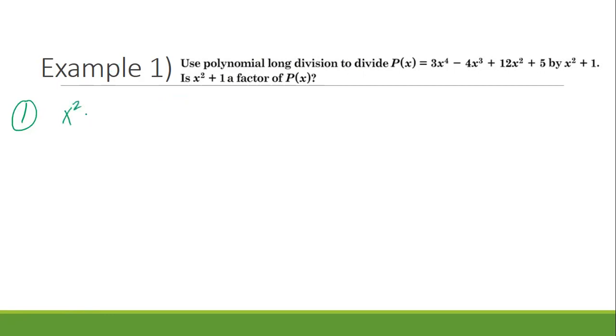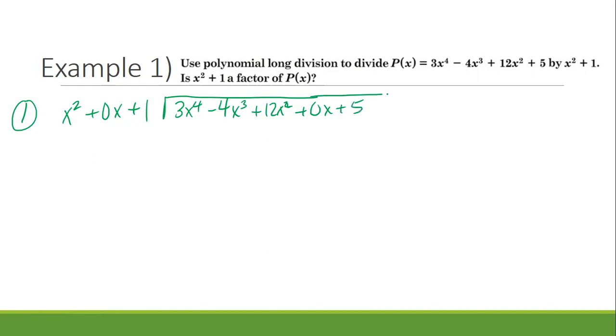So I have x squared plus 0x plus 1 divided by 3x to the 4th minus 4x to the 3rd plus 12x squared plus 0x plus 5. Notice I was missing my linear factor. Step 2 tells me to divide. So I have 3x to the 4th divided by x squared, which equals 3x squared.